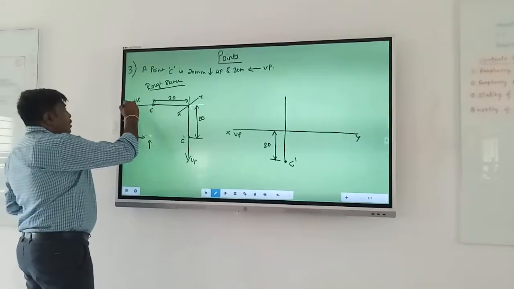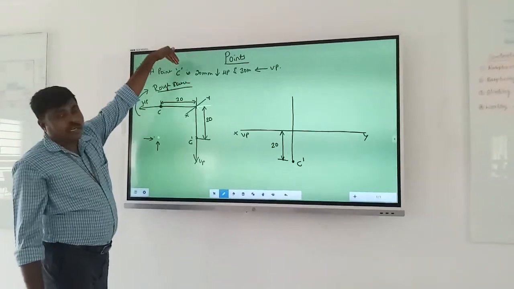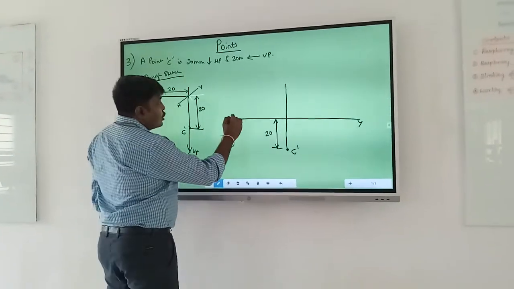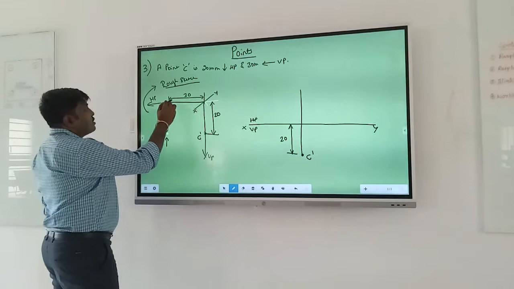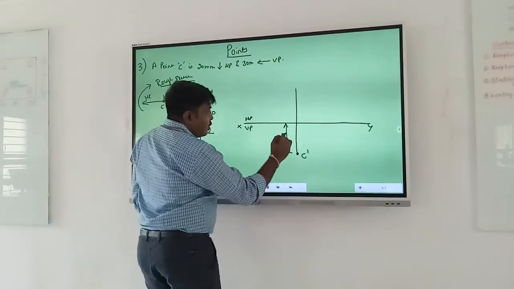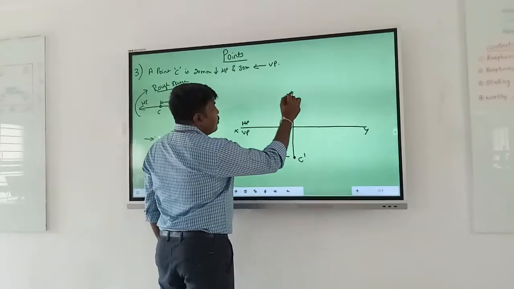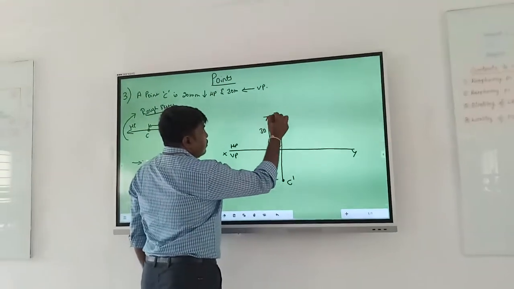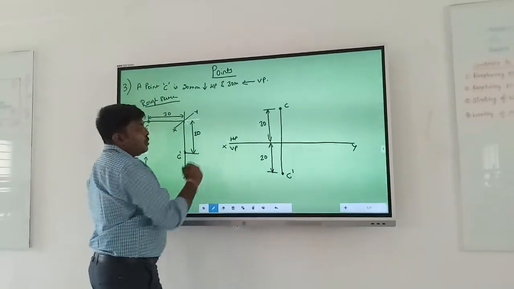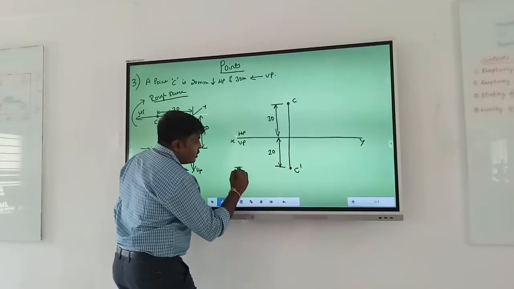HP plane, rotate clockwise 90 degrees. When I rotate the HP plane clockwise 90 degrees, it will go above the XY line. So HP you have to write above the line. On HP I have a point C at a distance of 30 from the origin. From the origin at a distance of 30: 10, 20, 30. Locate a point, show this dimension as 30, and name this without dash because it is an HP plane point. And here you have to write the point C is in third quadrant.